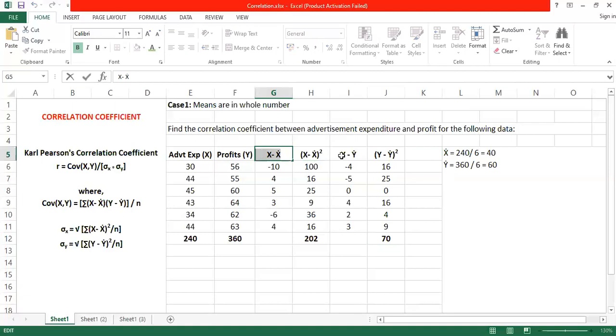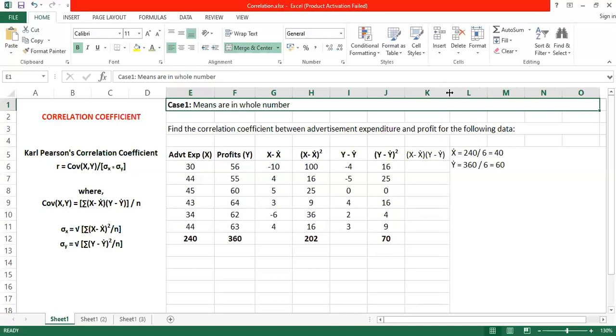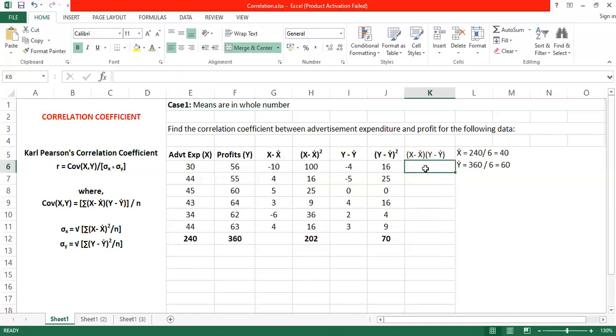x minus x bar into y minus y bar. So how to get this? See, this is my x minus x bar and this is my y minus y bar, right? So we need to multiply these two corresponding values.